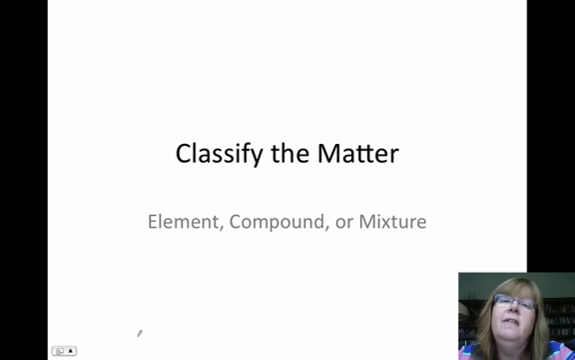Hi, after watching the video on elements, compounds, and mixtures, in this homework video, you're going to classify the matter. So go ahead and have a piece of paper ready, and as we go through, like for number 1, you're going to write down, is it an element, is it a compound, or is it a mixture?